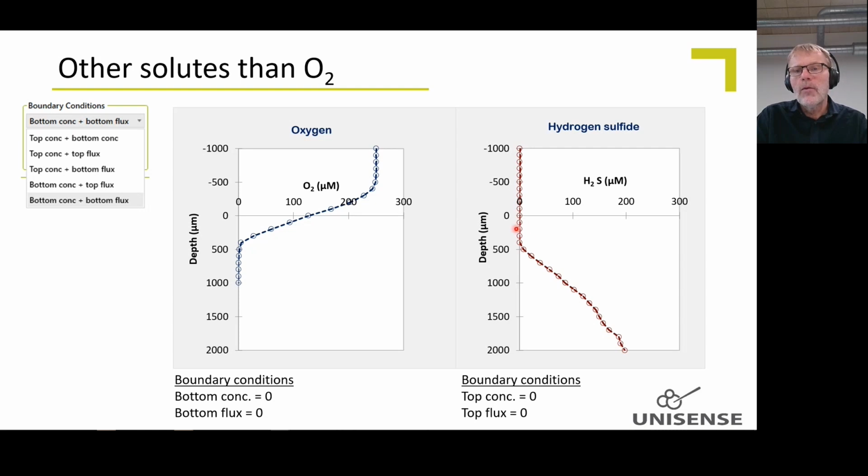Instead, here you know that up here in the oxygen zone, sulfide is not present. So the flux is 0 and the concentration is 0. Therefore, you can choose the top concentration, top flux, and then set those to 0. And you can let the software analyze the curvature of the profile in the sediment instead.